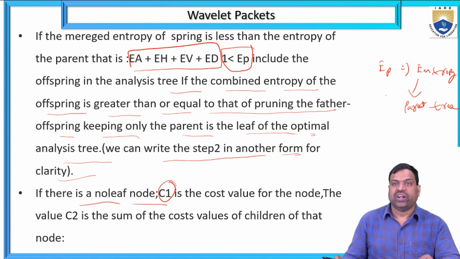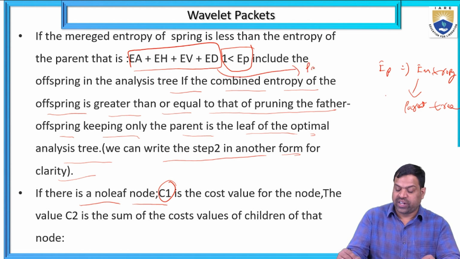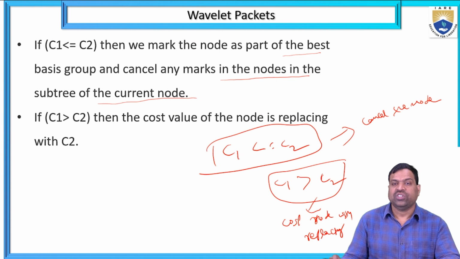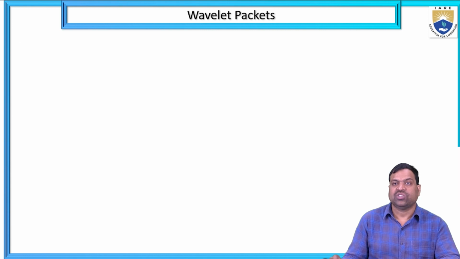So the merged entropy of the offspring is less than the parent entropy, that is EA plus EH plus EV plus ED, which is called the parent entropy. So it is less than or equal to the entropy that includes the offspring of the analysis of the combined entropy, and no leaf means there is no cost of signal. The value of the node is C2, and the sum of the cost values of the children of that node is C1. If C1 is less than or equal to C2, keep the children. When C1 is greater than C2, the cost value of the node is replaced with C2.